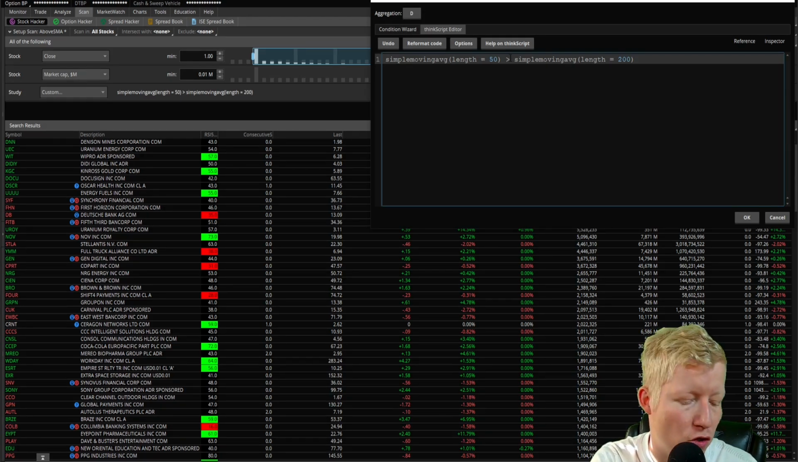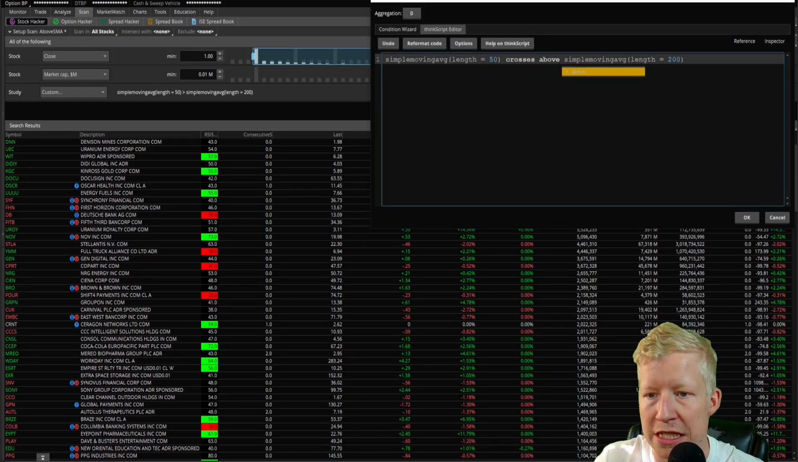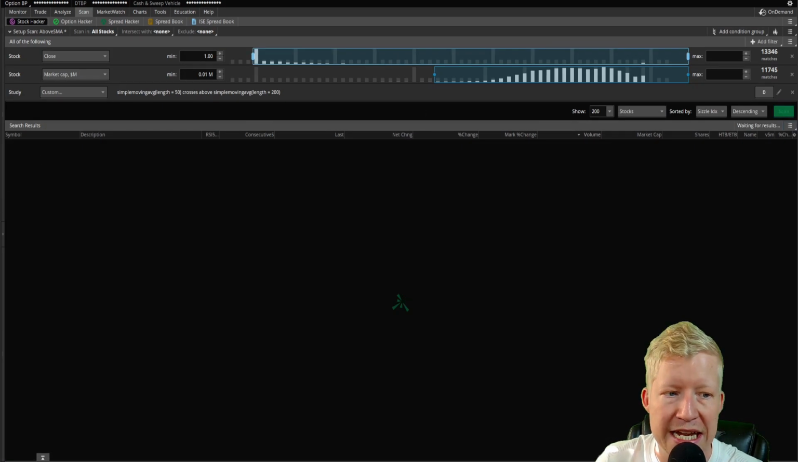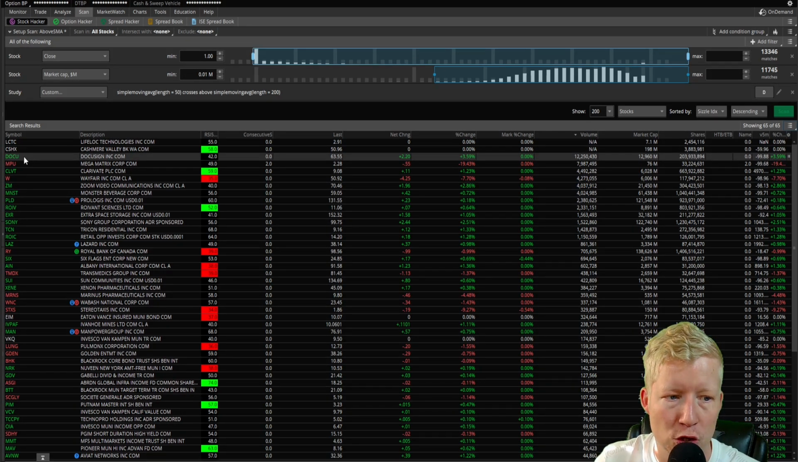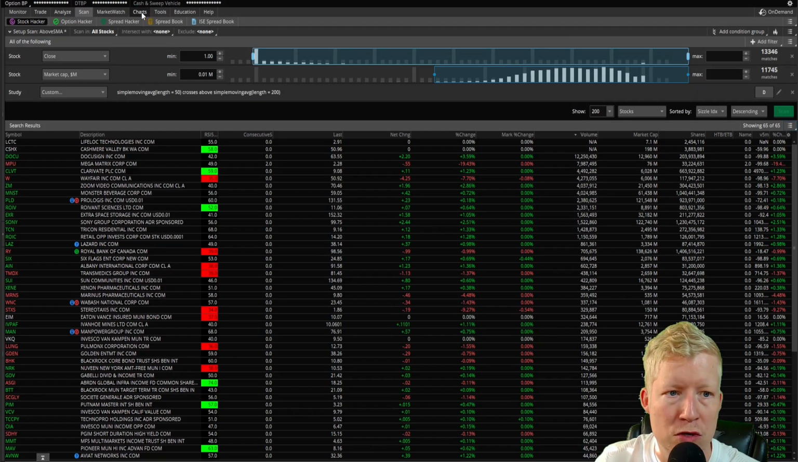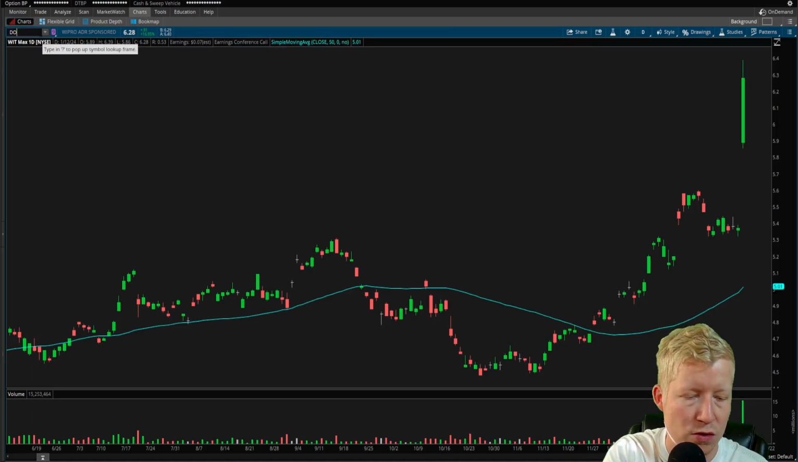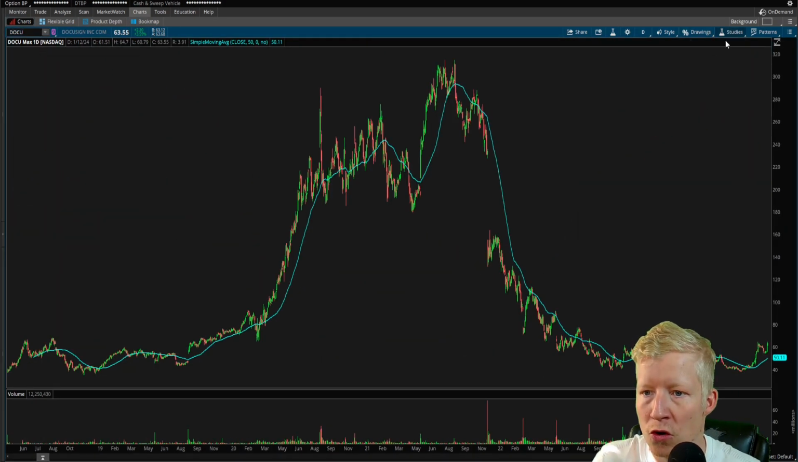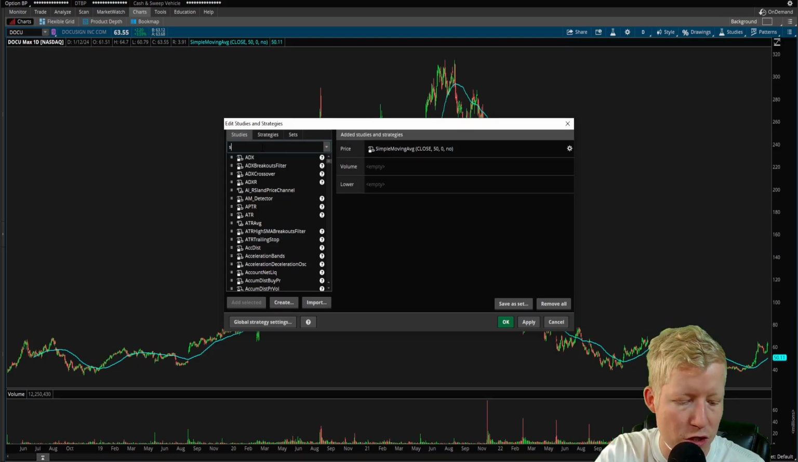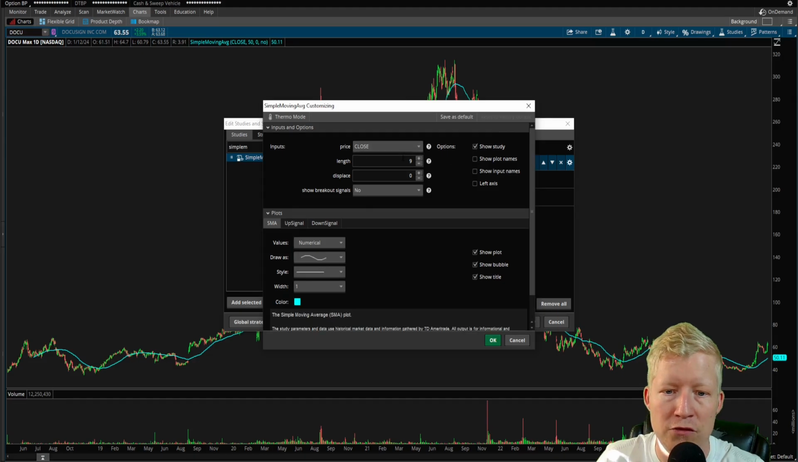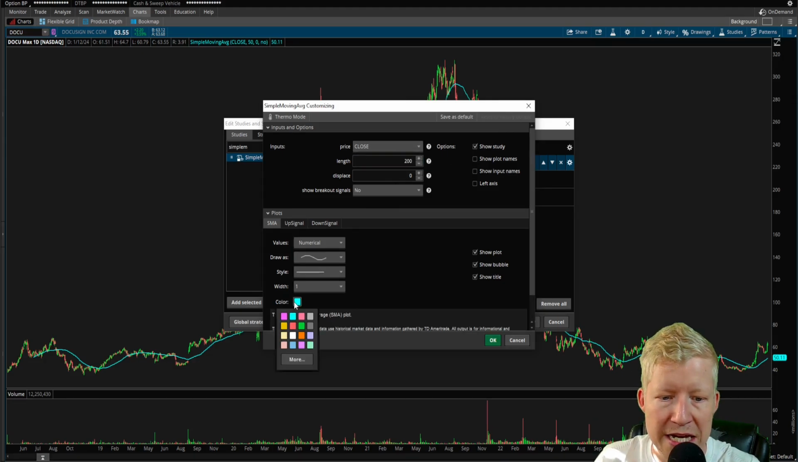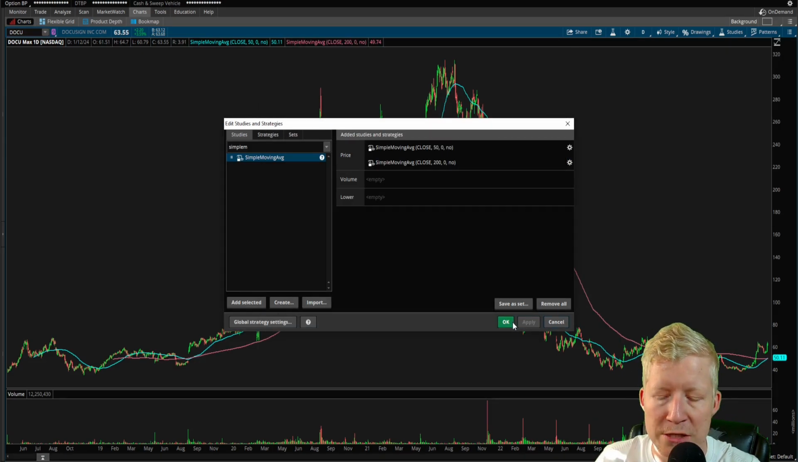So instead of using greater than, we're simply going to type in two words, crosses above. If I hit OK and scan now, you should see a much different list. And let's go ahead and look at some of these stocks. DOCU, we'll look at that one first. And I also need to turn on the 200 simple moving average. So simple moving average with a length of 200. And I need it to be a different color, of course. I always pick the salmon color.